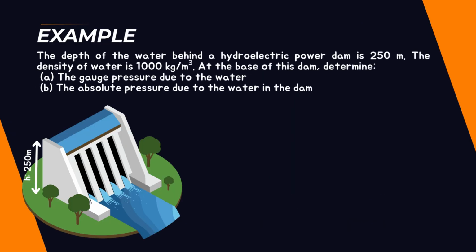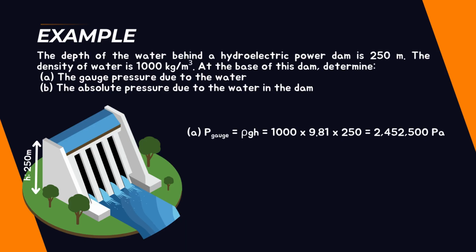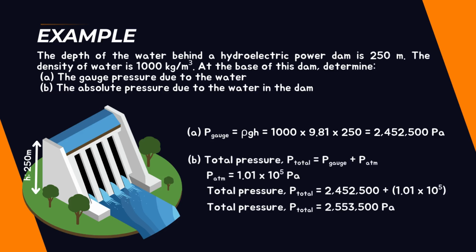Let us look at an example involving a hydroelectric dam. The depth of water behind the dam is 250 meters. First, we calculate the gauge pressure using the formula. Then, we add atmospheric pressure to obtain the total pressure at the base of the dam.